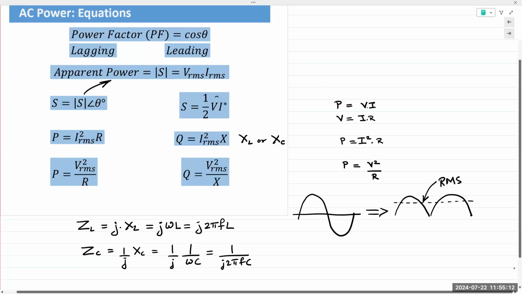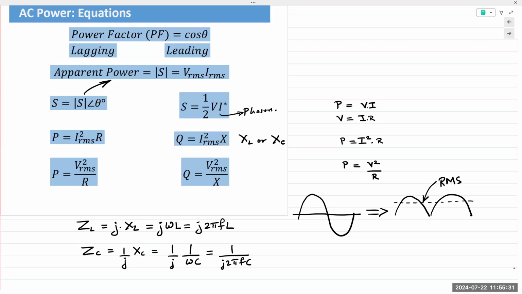Here, the voltage and current are phasors. Okay, they are vector quantities, so you have to take the phase angle into account. They are not RMS values. Note that they are not RMS values. They are phasors, they're vector quantities. It is the magnitude of the voltage and the phase angle for both voltage and current.